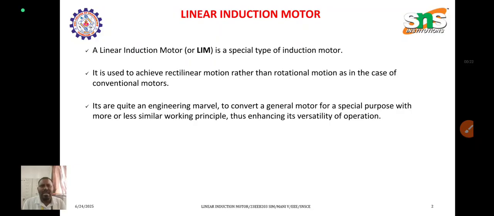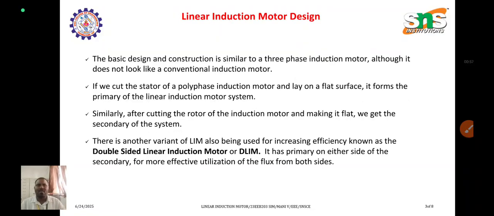Here, a linear induction motor is a special type of induction motor. That means it is a modified version of an induction machine. In a conventional induction machine, it will rotate in rotational motion. But the linear induction motor will travel in linear motion. This is rotational motion. This is linear motion. That is the main difference between the ordinary induction motor and the linear induction motor. So it is a special type. Okay, so how is it designed?